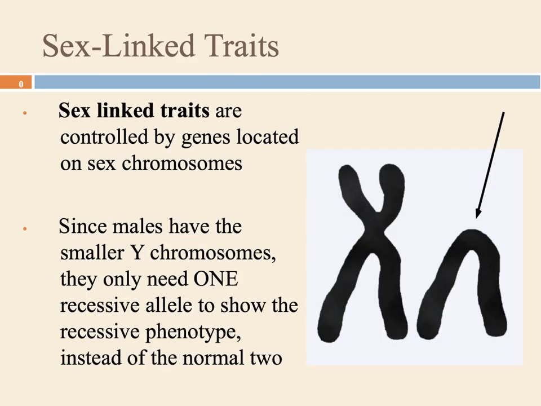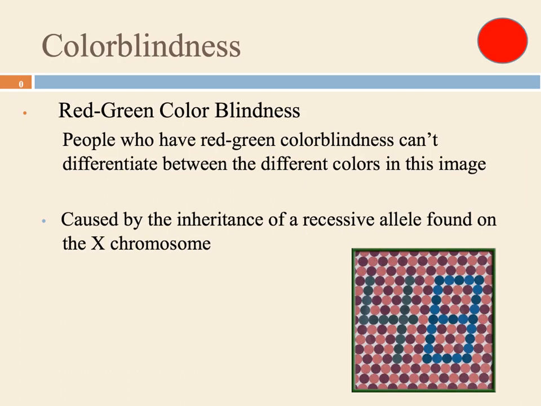So sex-linked traits, again, are traits that are located on the sex chromosome. The majority of them are going to be on the X chromosome. There are very few that are on the Y, but we're going to talk about modes of inheritance for that in a second. So colorblindness is on the X chromosome, and it is a recessive trait.